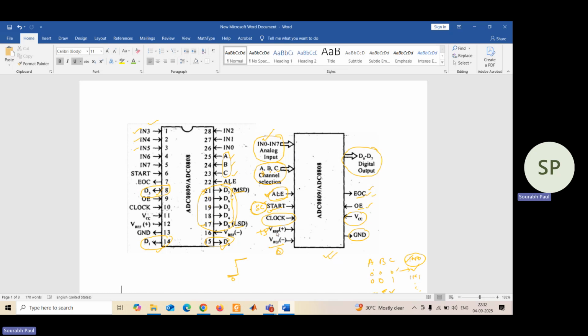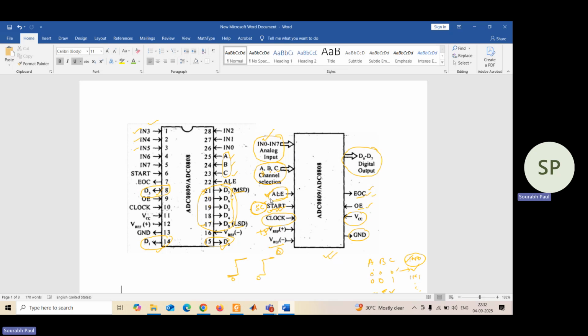Then you have another important line, that is SC. SC stands for start conversion. After applying the analog input, you need to activate the start conversion line. Only then will the conversion be started. What conversion? The conversion of analog voltage to its corresponding digital value. That conversion will start. How? You have to give an appropriate value to this SC line. What is that value? You have to give a transition from 0 to 1.